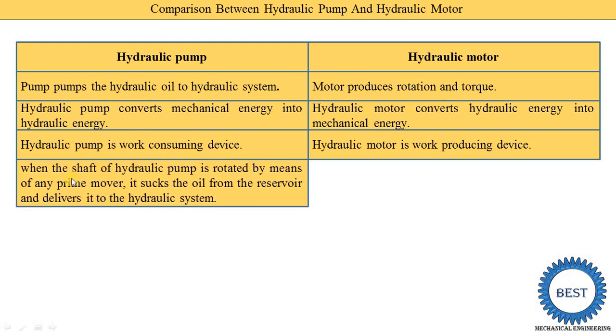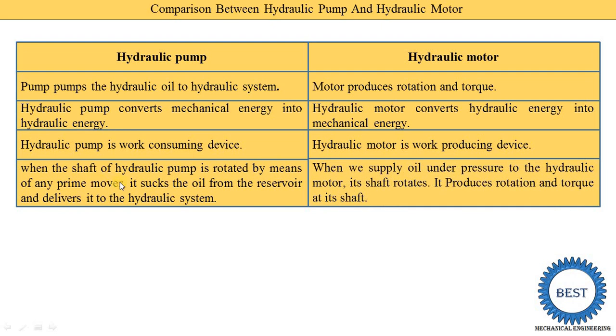Next point: in a hydraulic pump, the shaft of the pump is rotated by a prime mover. Prime mover means an electric motor, IC engine or turbine. It sucks the oil from the reservoir. Meaning when the rotation of the pump shaft starts, the pump sucks the oil from the reservoir and delivers it to the hydraulic system. In a hydraulic motor, when we supply oil under pressure, its shaft rotates and it produces rotation and torque at its shaft.